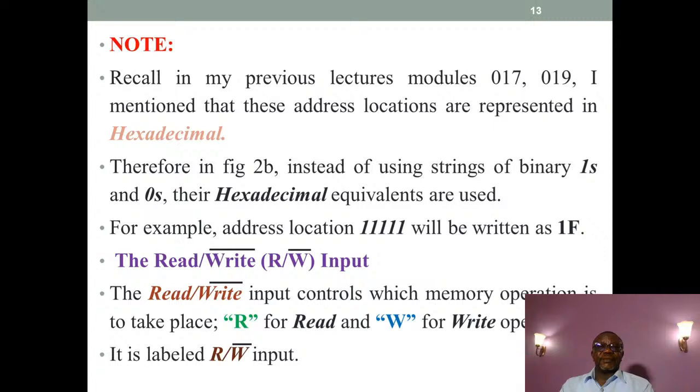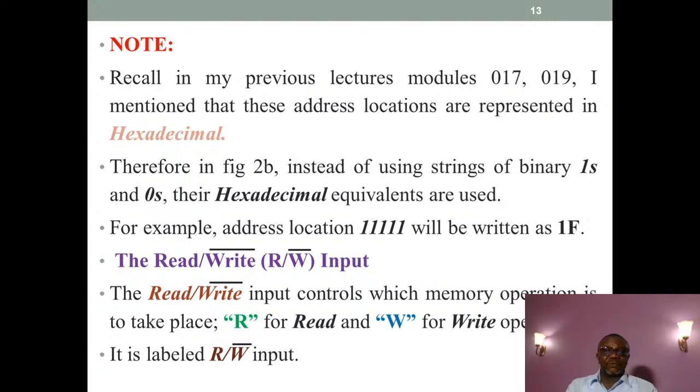Now, if you recall in the previous lectures, modules 017 and 019, we mentioned that these address locations are represented in hexadecimal. Therefore, in Fig 2B, instead of using strings of binary ones and zeros, their hexadecimal equivalents are used. We have said that. For example, address location 11111 will be written as 1F, because if you start from the least significant bits and group them in fours, the first four represent F in hexadecimal, then the other one is 1. You pad it with 0, which still makes it 1. So it becomes 1F.